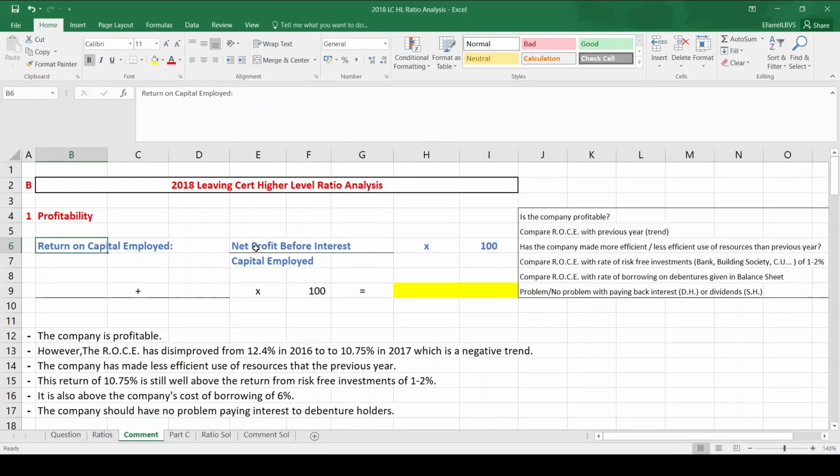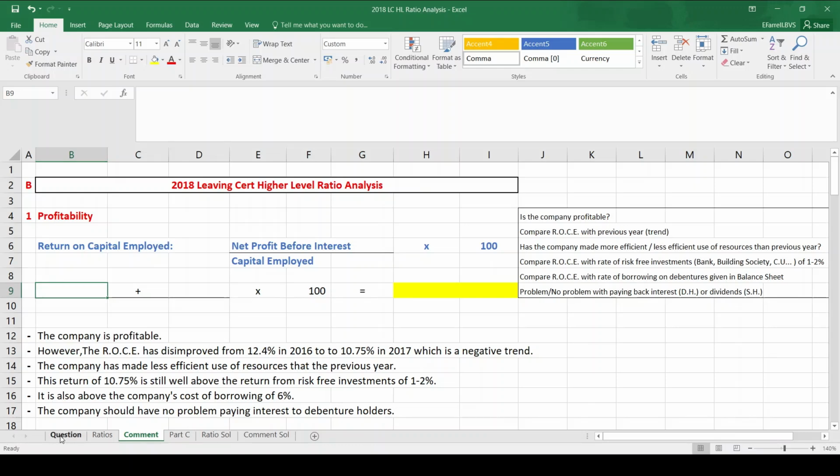Okay, so the ratio you would use for profitability is return on capital employed. Now, we have this done in part A, so obviously if you had it done in part A, you wouldn't have to do it again, but I'm just going to do it here because in some questions you won't have it done in part A. So I'm just going to do it again quickly.